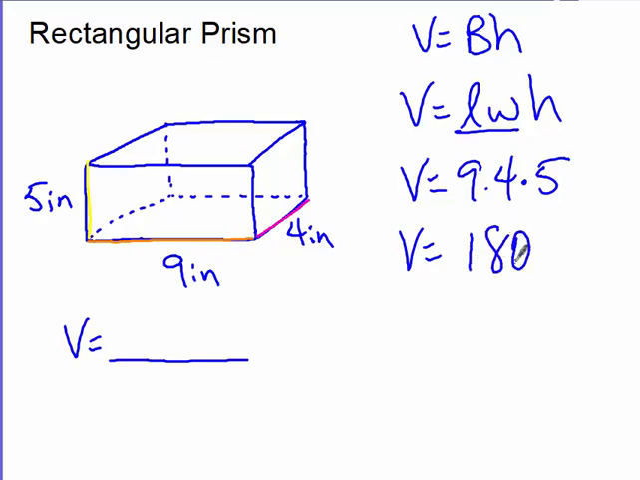So we've got 180. Now since we're dealing with volume, our label is inches cubed, because we are looking at 3 dimensions. So that's how we deal with a rectangular prism. Just length times width times height, which is the same thing that we've dealt with for quite some time.